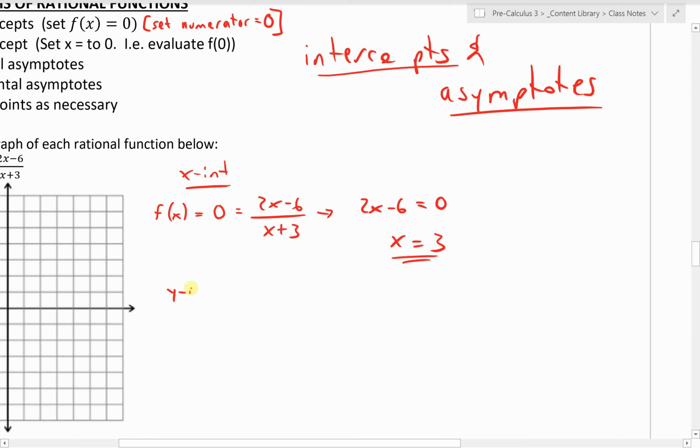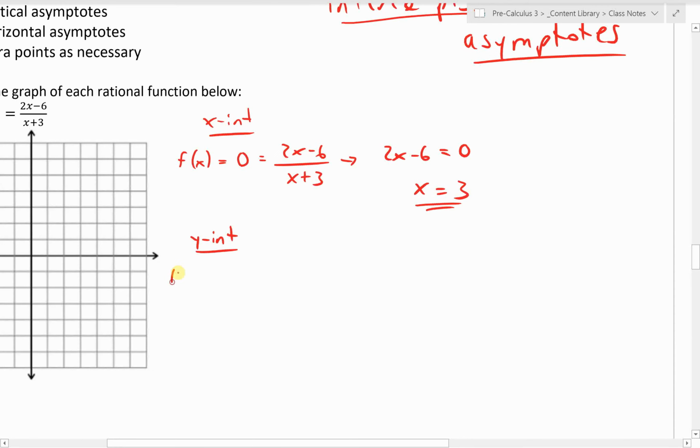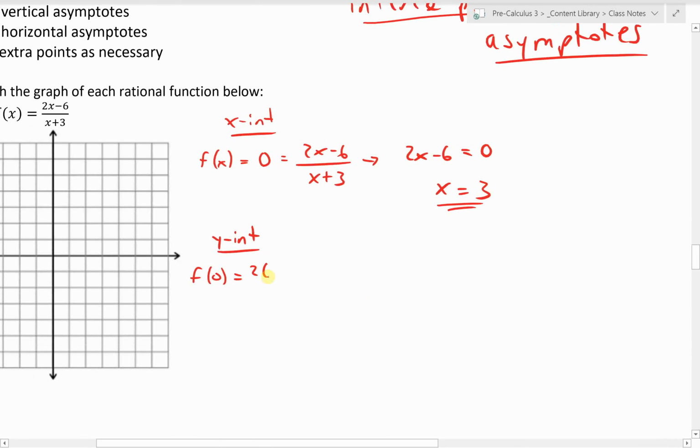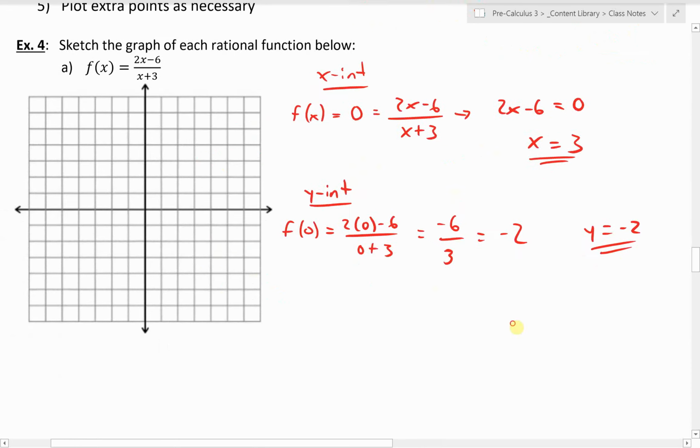Okay, let's find our y-intercept. The y-intercept occurs when we plug 0 in for x. So if we plug 0 in for x, we'll have 2 times 0 minus 6 over 0 plus 3. Gives us negative 6 over 3. Negative 6 divided by 3 is negative 2. So we have a y-intercept at y equals negative 2. All right, intercepts and asymptotes. Here are our x and y intercepts. Now we'll find our asymptotes.